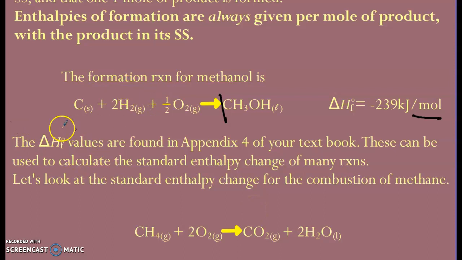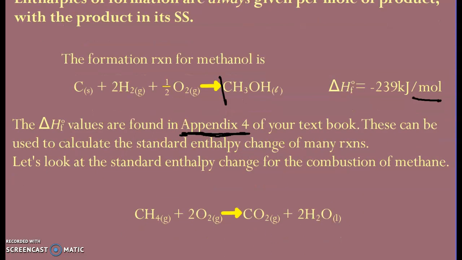Now, essentially every molecule has a different value, and so you have to use your textbook. If you look at the back, there's Appendix 4. It has almost every molecule and its standard enthalpy of formation.